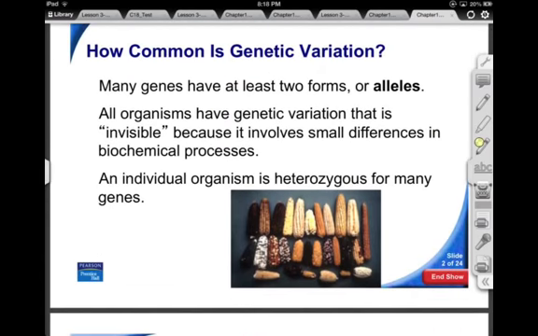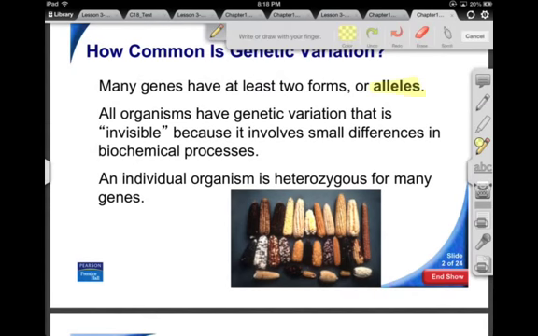When we talk about genetic variation, it's not always this simple, but take it with a grain of salt. Many genes have at least two forms, which we call alleles. So if you've got my notes blank, highlight that, alleles. Now, genetic variation is interesting because when you look at genes, they're very small differences. And you can see that in things like corn and common pets. And sometimes there are different versions of a gene.